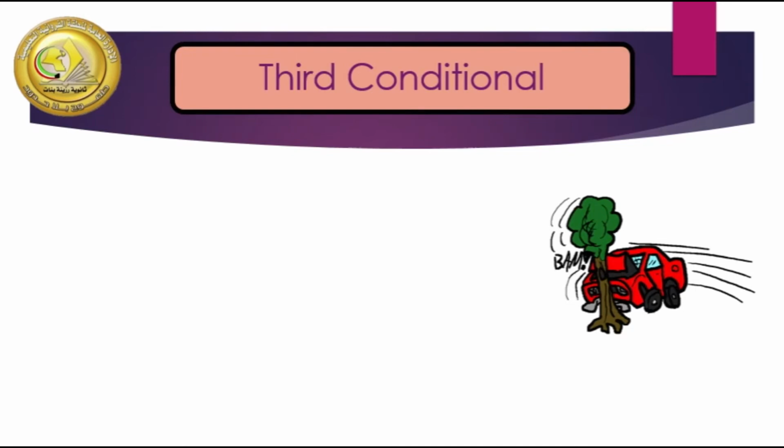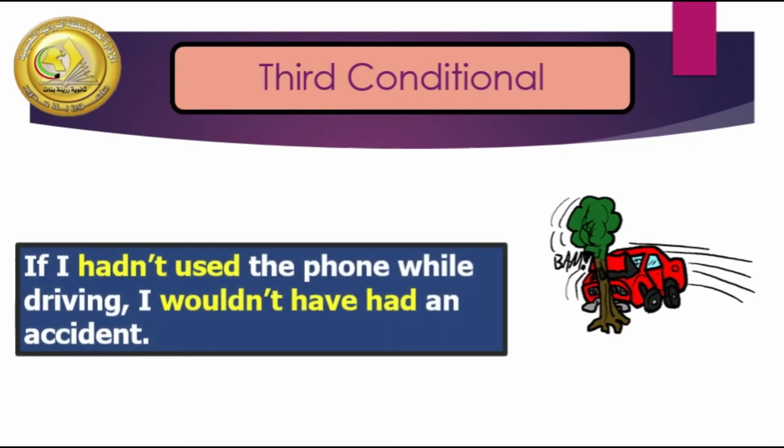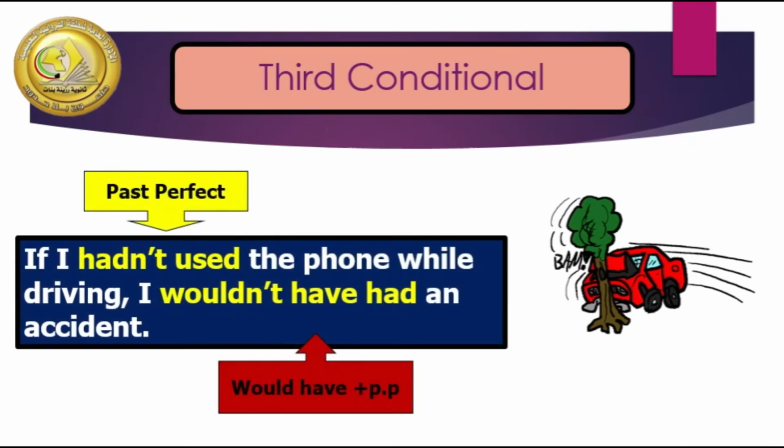Now, let's talk about the third conditional. In the third conditional, we should have two verbs. The first verb in the if clause should be in past perfect, i.e., it should consist of had plus the verb in the past participle. The second verb should be would have plus verb in past participle.